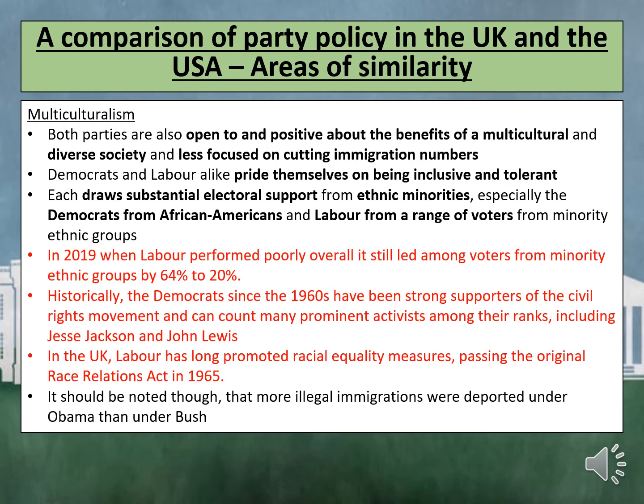Historically, the Democrats since the 1960s have been strong supporters of the civil rights movements and can count on many prominent activists among their ranks, including Jesse Jackson and John Lewis. In the UK, Labour has long promoted racial equality measures, passing the original Race Relations Act in 1965. It should be noted, though, that more illegal immigrants were deported under Obama than under Bush.